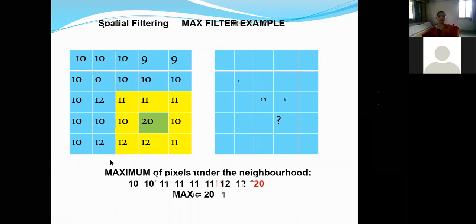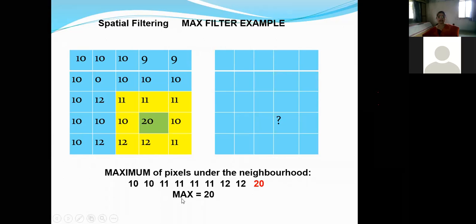Okay, then the maximum filter. So as the name indicates, we are replacing the pixel under consideration by the maximum value in the neighborhood. Okay, so for this particular 3 by 3 neighborhood, we can again sort the array, and this value indicates the maximum value. So the maximum value is 20. So the filtered value is the same as the original for this particular example.